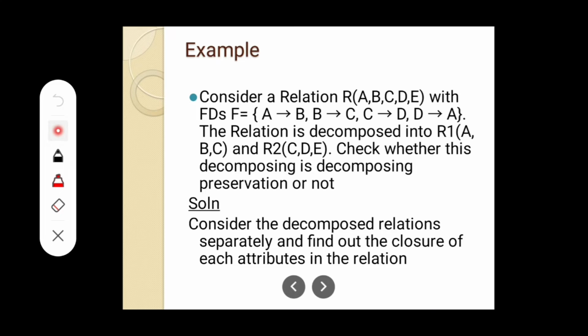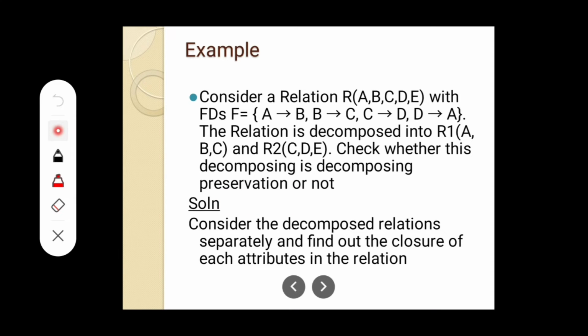They have also said that the relation R is decomposed into R1 (A, B, C) and R2 (C, D, E). So R is decomposed into two subrelations R1 and R2. We need to check whether this decomposition is dependency preserving or not, that is, whether the decomposed relations R1 and R2 satisfy the property of dependency preservation.